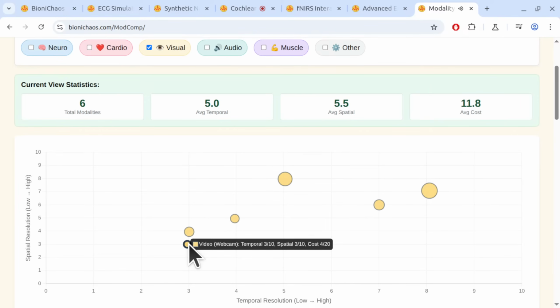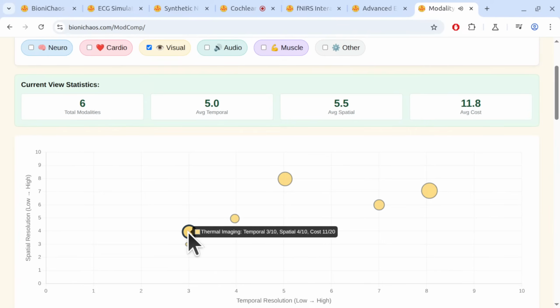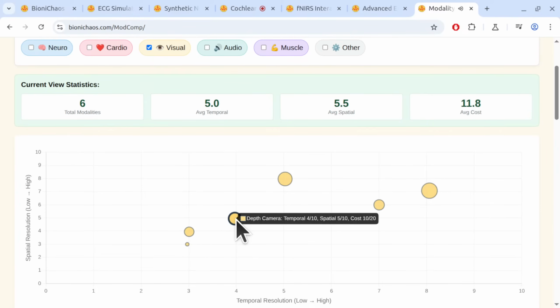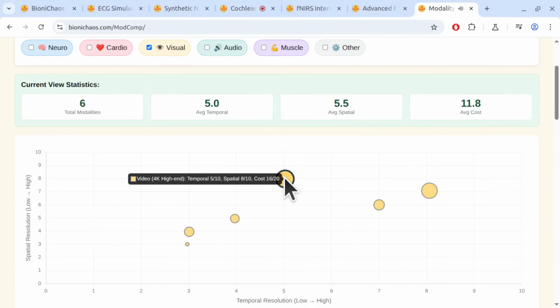Totally. Then you scale up. A nice 4K, high-end video camera. Now you're at 5 temporal, much better spatial at 8, but the cost jumps to 16. Used for proper motion capture, research.